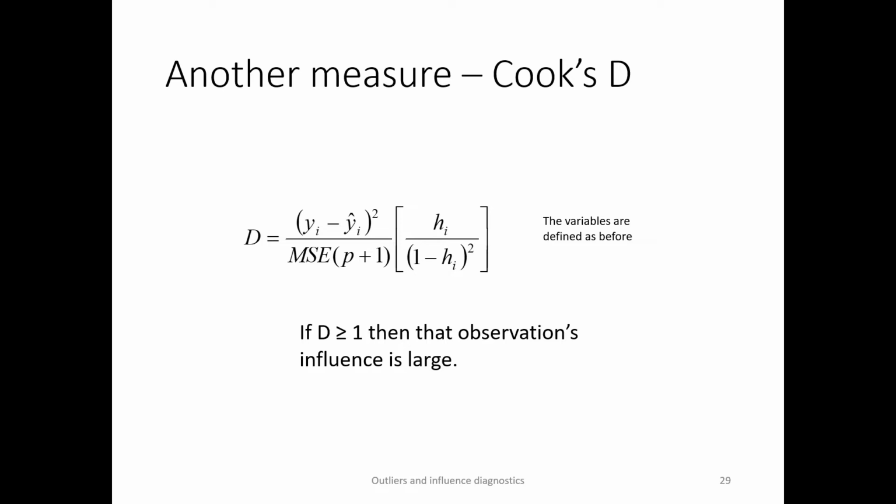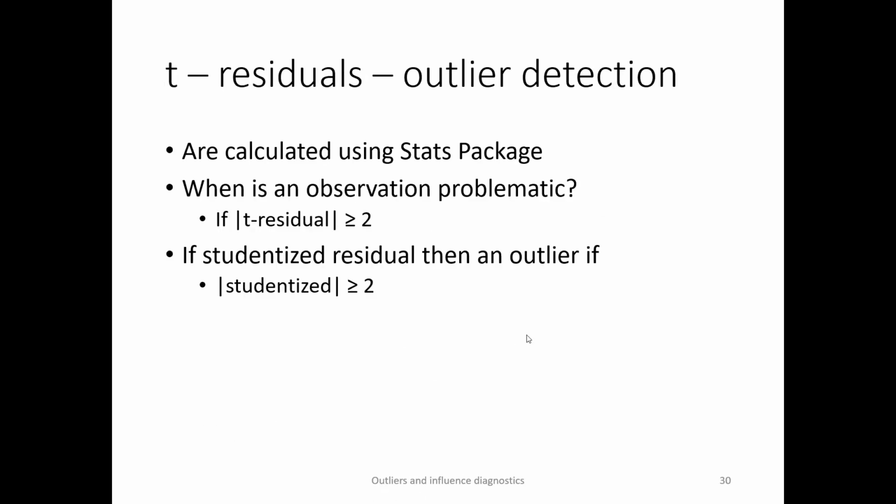Leverage is large when we get a value out of the stats package greater than 2 times p plus 1 divided by n. So I look for numbers bigger than that particular value. Cook's D, I look for ones. I look for any Cook's D greater than or equal to 1. Pretty straightforward stuff.